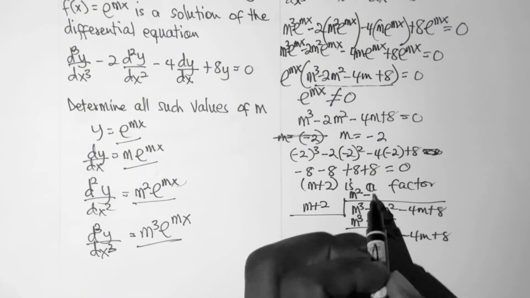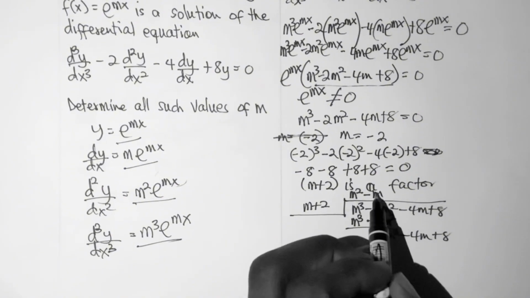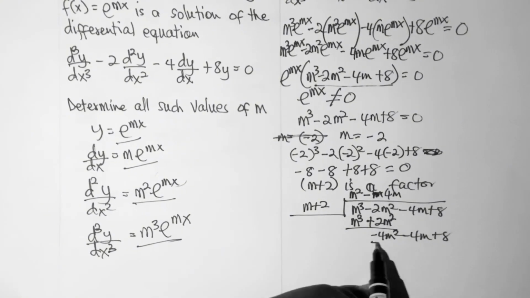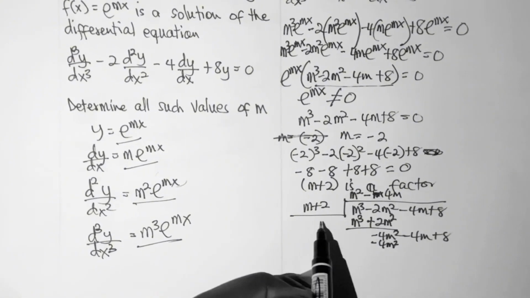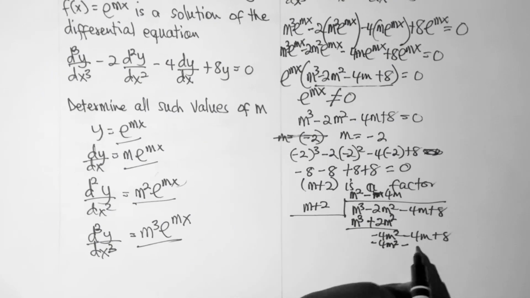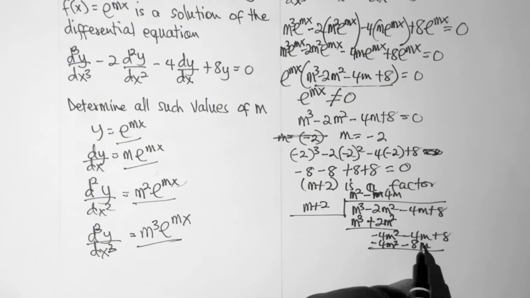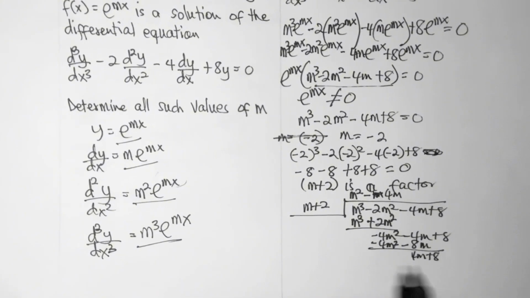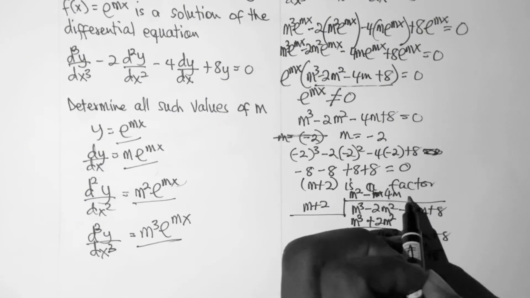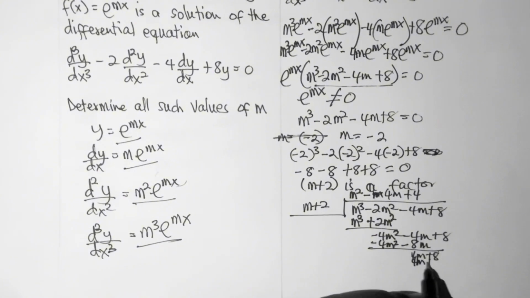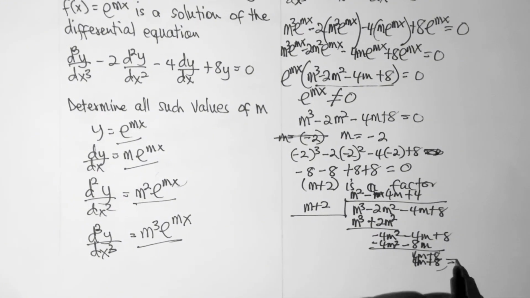So here we can put minus 4m here. Minus 4m times m becomes minus 4m squared. Minus 4m times 2 becomes minus 8m. If we do this subtraction, here becomes 0. Minus 4m minus minus 8m becomes 4m plus 8. So here we can put plus 4 here. 4 times m becomes 4m, 4 times 2 becomes 8. And if we subtract this, it is equal to 0.